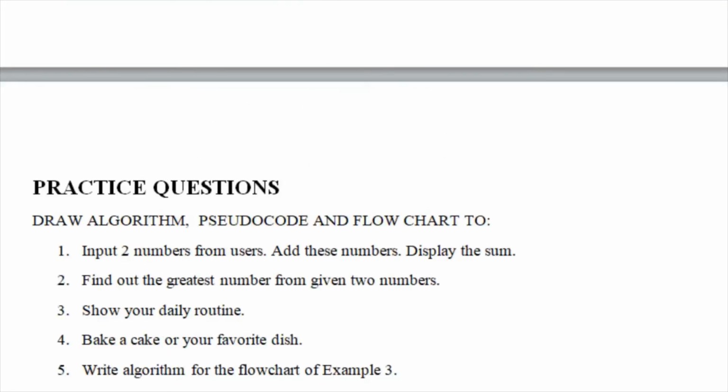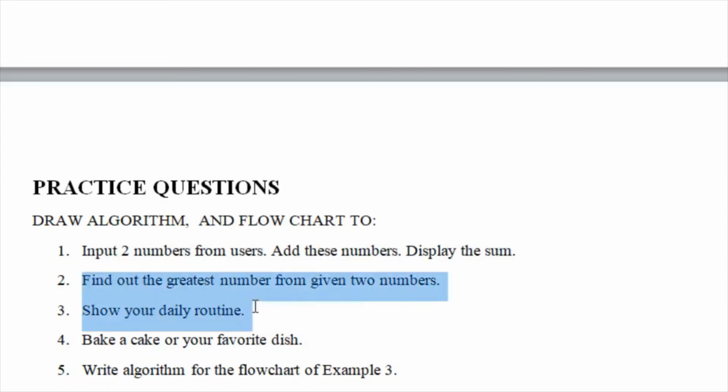So these are some basically practice questions. Input 2 numbers from the user, add these numbers and display their sum. So it's good to practice, write an algorithm and flowchart. Then you can find the greatest number from given 2 numbers. We gave initially in our example 3 numbers. It's very easy to compare 2 numbers to find the greatest. Algorithm, flowchart, both you have to make. Show your daily routine with the help of a flowchart and algorithm.